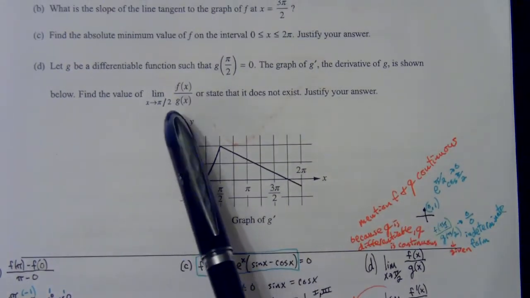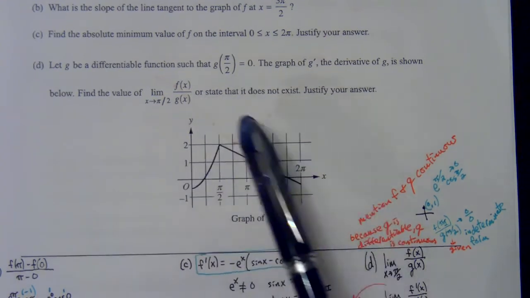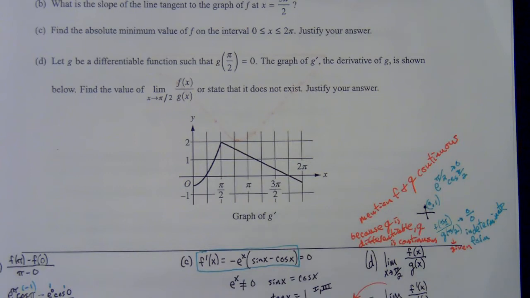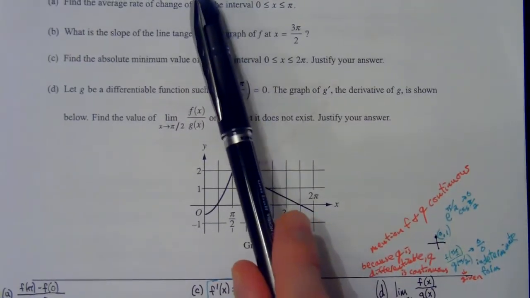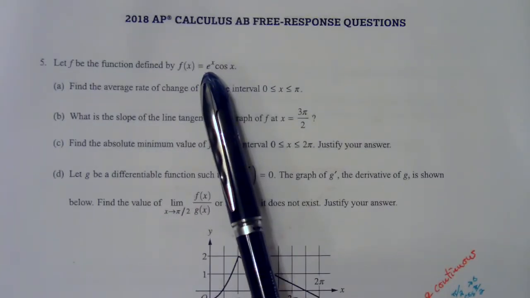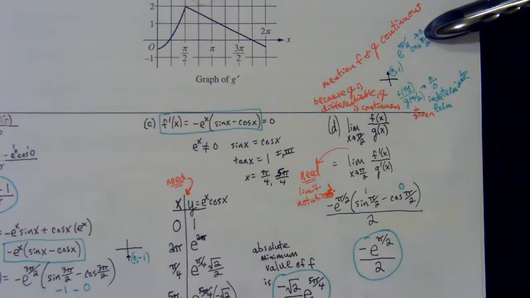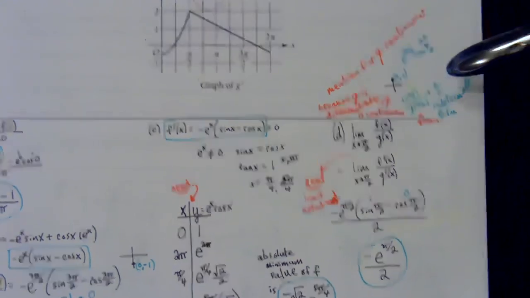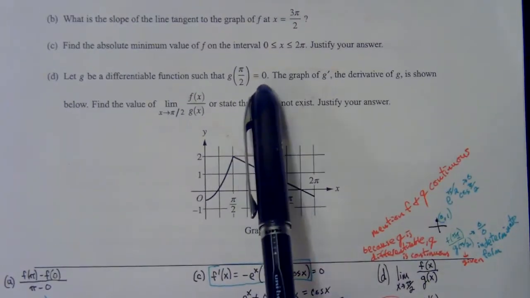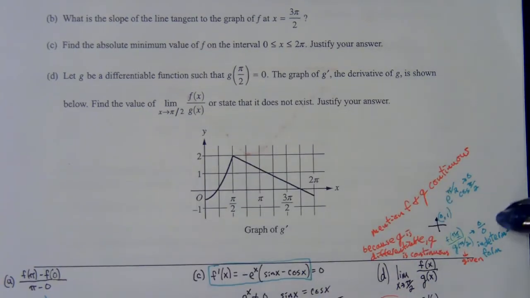So here's the deal, you're going to have the limit as x approaches pi over 2, and then you got the limit as x approaches pi over 2 of f over g. Now when you plug in pi over 2 right here, we get e to the pi over 2 times the cosine of pi over 2. The cosine of pi over 2 is 0, so you get 0 times a number. You get 0 on the top. And then it's telling us g of pi over 2 is equal to 0. So when I plug in pi over 2 to the g function on the bottom, I also get 0 on the bottom.